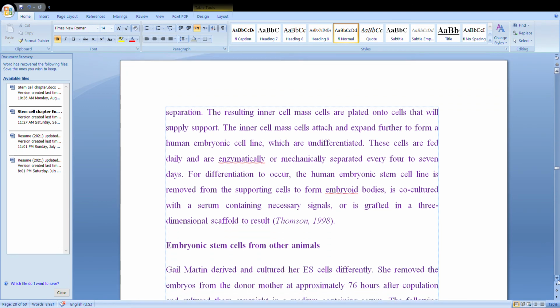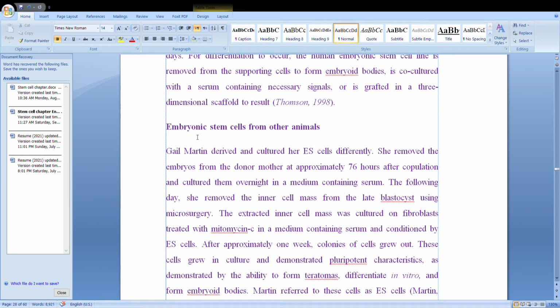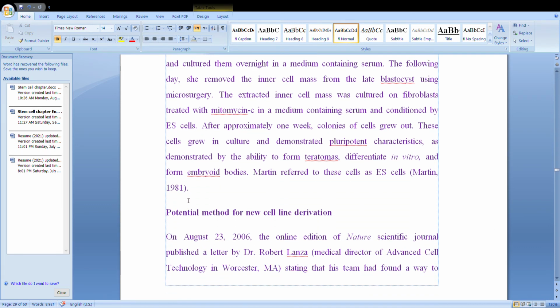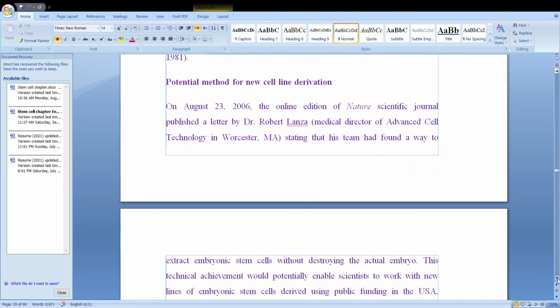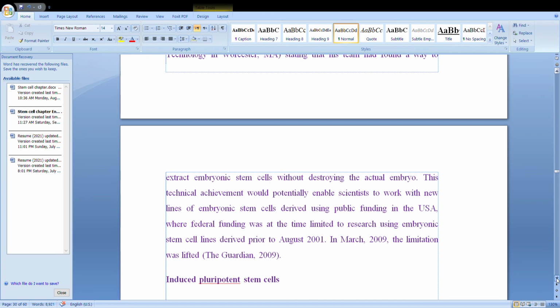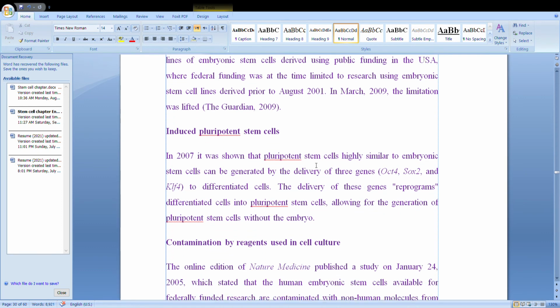Different scientists report embryonic stem cells from other animals also, different types of animals. Other scientists produced this in 1981. He also produced other new cells, with potential methods for new cell line derivation. So they mention the methodology. It is almost the same methods, but sometimes with a little modification.